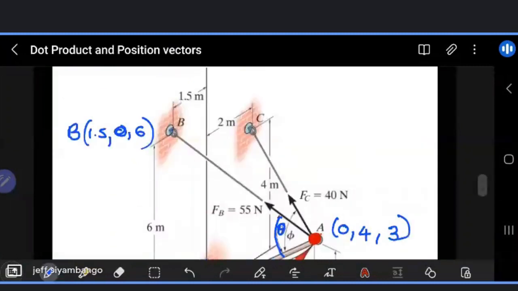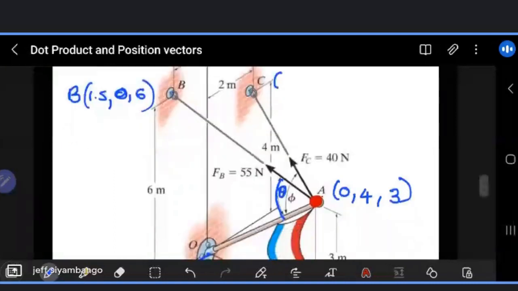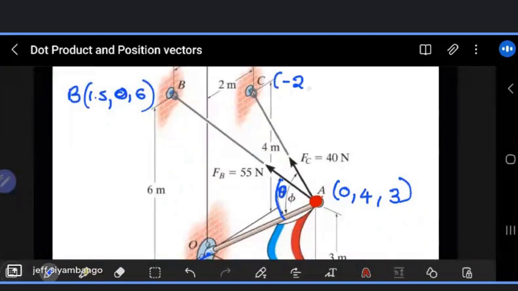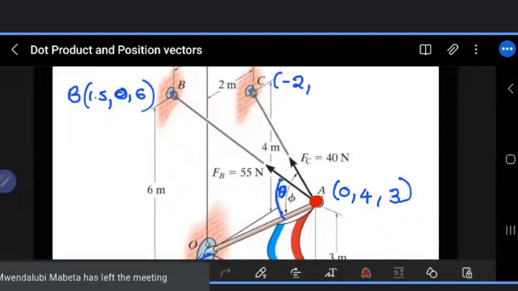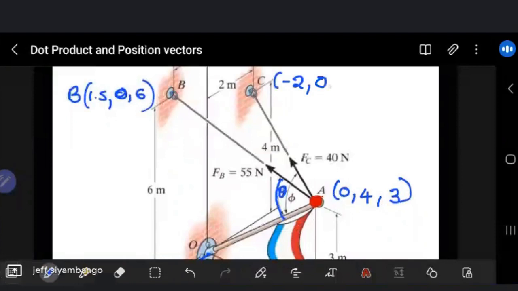For AC, let's get the coordinates of the point C. Can you guys tell me the coordinates for the point C? Look at the diagram. What do we have? So we have -2 in the x-axis, yes. What else? 0 in the y, yes, that's 0 in the y. And in the z, +4, yes, we go up in the z. So those are the coordinates.